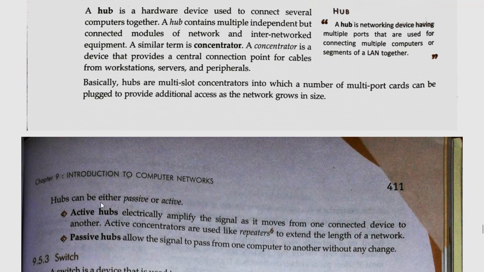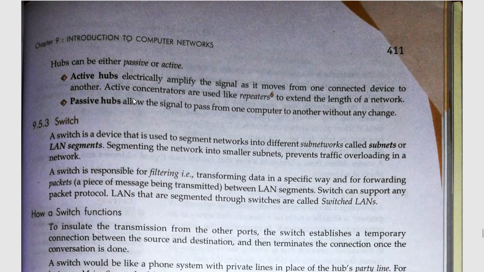Okay. Now the next thing is there are two types of hub. First is the active hub and the second is the passive hub. So an active hub will also have the capacity or strength to amplify the signals when it is transferring the data from one connected device to the other connected device. Okay, and what are the passive hubs? Since the name indicates, passive means it does not have the strength of amplifying the signals. So the passive hubs will only allow the signals to pass from one computer to another without any change. So there will be no amplification in the signals.